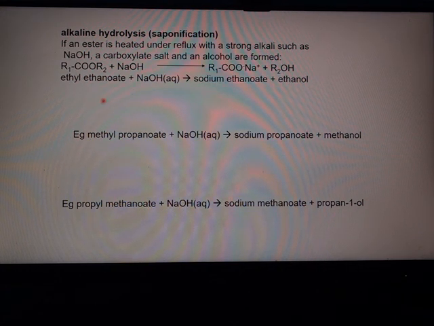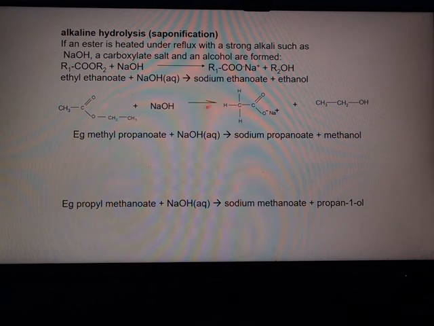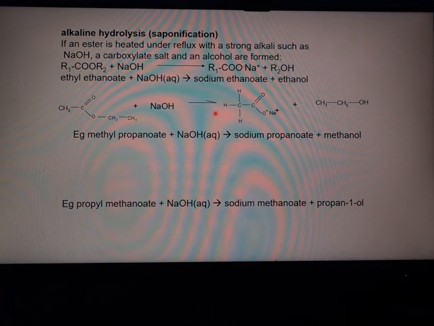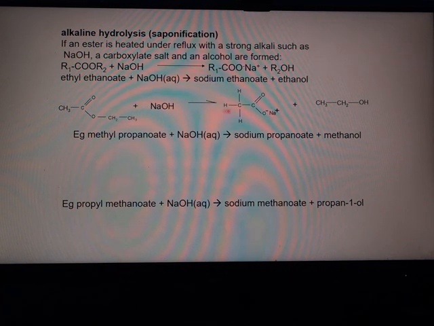So we've got your ester and sodium hydroxide, and that's what I mean. You form the salt, so you form your sodium carboxylate, if you like, and your alcohol. So if you've got ethyl ethanoate and sodium hydroxide, you form sodium ethanoate and ethanol. And note that the reaction is irreversible. That should be a full arrow, and the same for all of the others. So you get the salt.